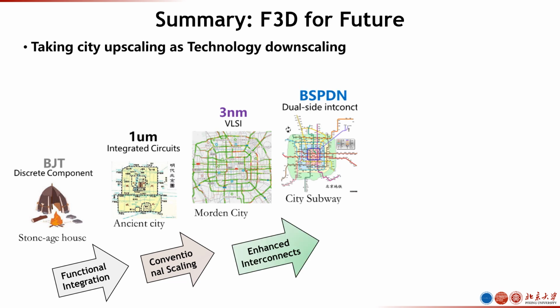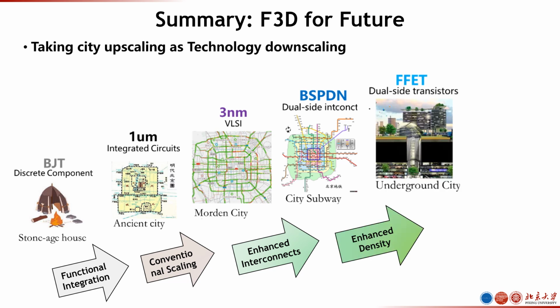How about the future? Because there are more people, we are using the subway to move the people. It's just like the BSPDN, which has another layer of interconnect on the city bottom, so that you would have enhanced interconnect. But is that the end? No. You would have the dual-side transistor, which is called the underground city.